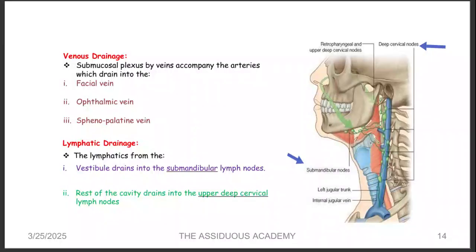And then the venous drainage of the nasal cavity: you have the facial vein, the ophthalmic vein, and then the sphenopalatine vein. The lymphatic drainage: the vestibule, which is this outside part, will drain into the submandibular lymph nodes. The rest of the nasal cavity will drain into the upper deep cervical lymph nodes.